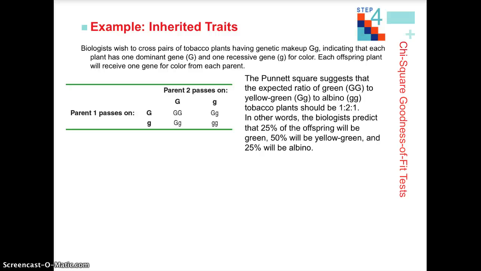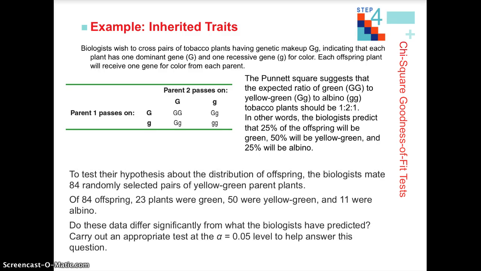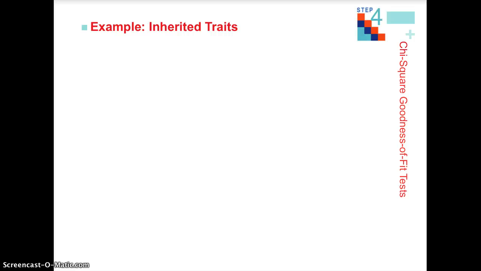Okay, so there's a specific proportion that we expect to see of the resulting plant offspring. So what they're going to do is run a chi-square test to determine whether or not the result of the offspring matches the colors that they predicted based on the theoretical probability.